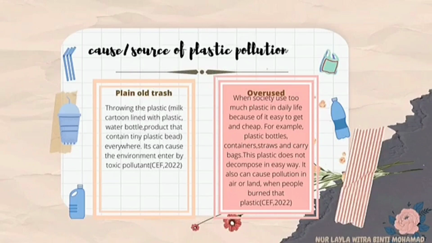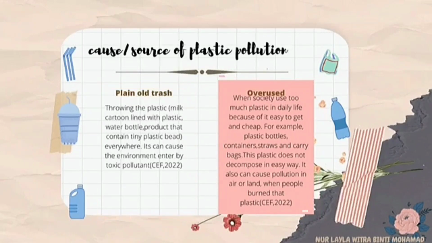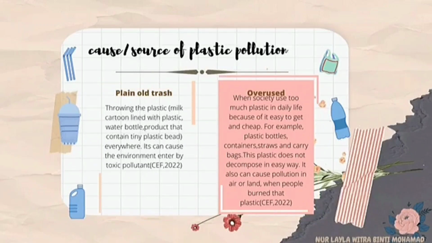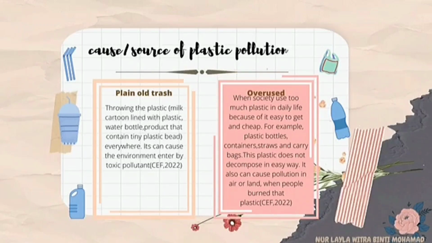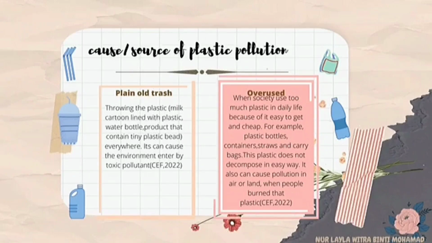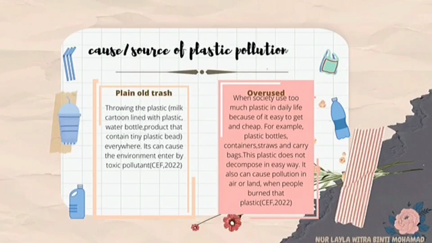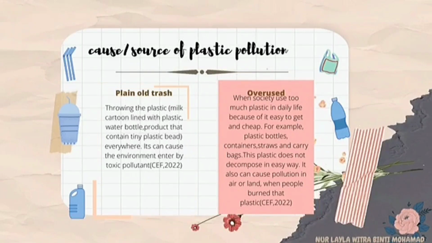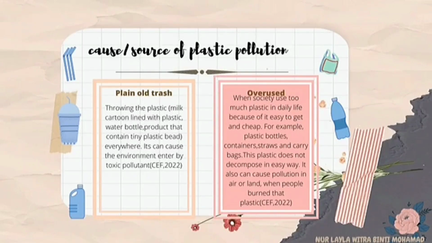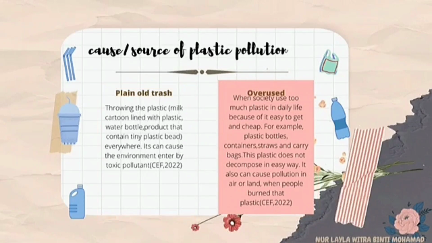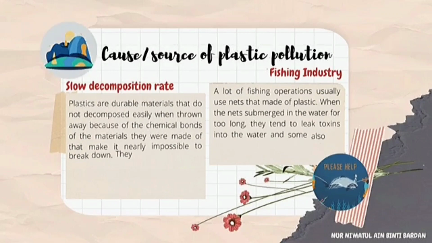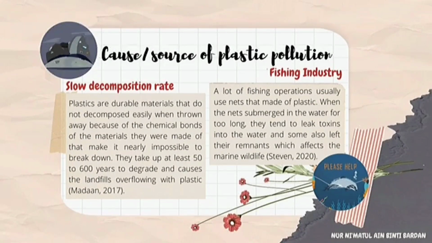Next, overuse. When society uses too much plastic in daily life because it is easy to get and cheap. For example, plastic bottles, containers, straws, and carry bags. This plastic does not decompose in an easy way. It also can cause pollution in air or land when people burn that plastic in the open place. Slow decomposition rate is also one of the causes of plastic pollution.